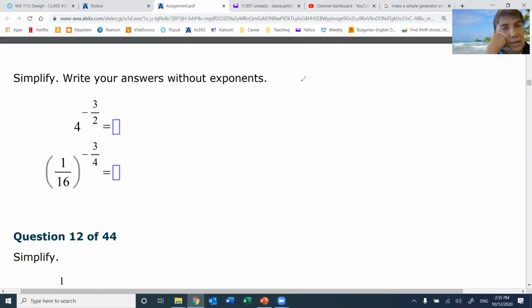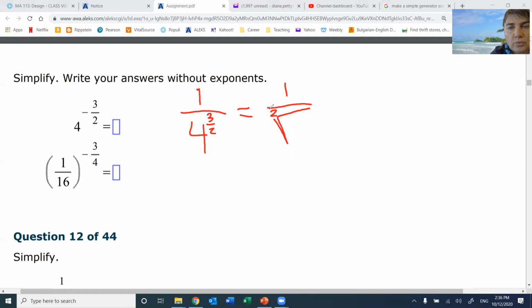Okay, this one says write your answer without exponents. So how do we do that? You put the 2, square root of 4, isn't it? Yeah, it is square root of 4. So you're right, but it's a negative. So what you need to do first, you don't know what to do with the negative, so you need to make it positive. So first you make it like 1 over 4 to the 3 over 2. And then you do what you said you wanted to. Because otherwise negative exponent doesn't make sense. So it's going to be 1 over square root, as you said, you don't need to write the 2, but okay, 4 to the power of 3.